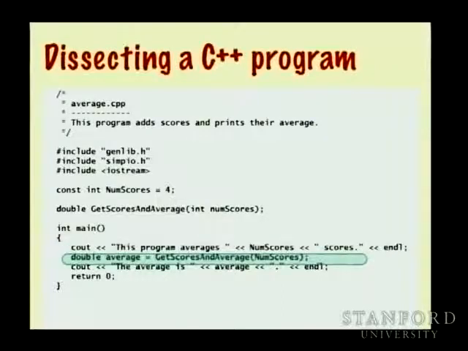The next line makes a call to that function that we've earlier told it about but haven't yet seen the code for, getScoresAndAverage. It passes the constant num scores and says that's how many scores. It turns out that parameter is used to decide how many iterations to run the loop requesting values, and then it returns the average of the values entered. And then we take that number and store it in a variable.